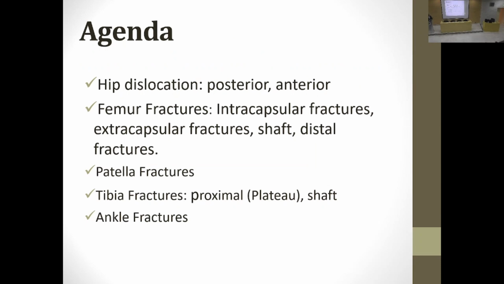Our agenda for today: we are going to talk about the hip dislocation and the fractures of the femur. We mean by fracture of the femur, fractures around the proximal femur, the intracapsular and extracapsular fractures, and the fractures within the shaft of the femur, distal femur, and then fracture of the patella, proximal tibia, what we call tibial plateau fractures, and mid-shaft tibia, and the distal part also of the tibia and ankle joint.